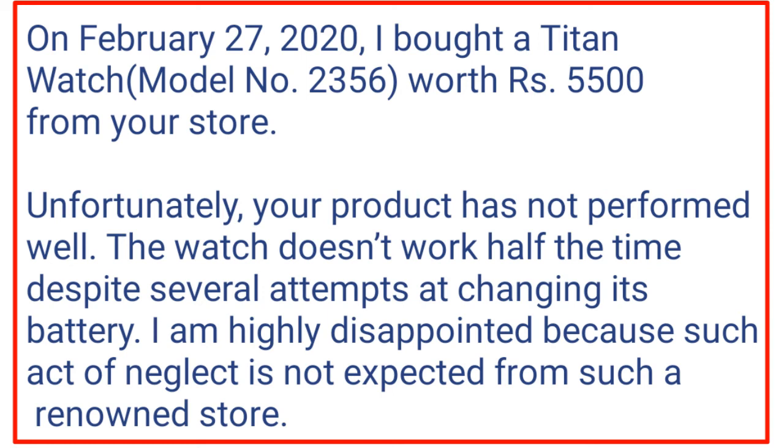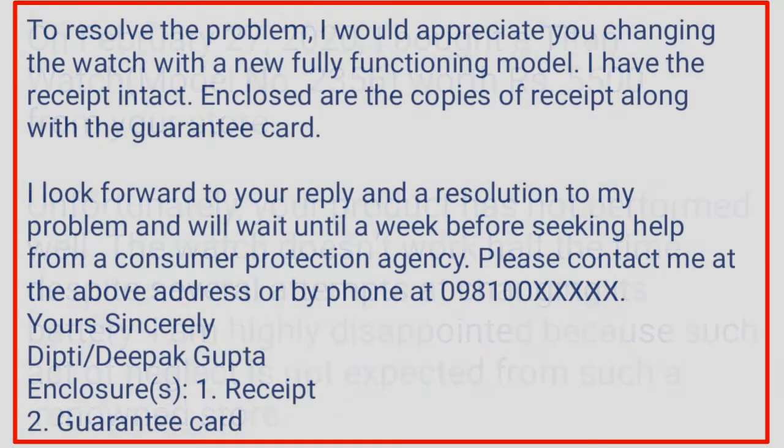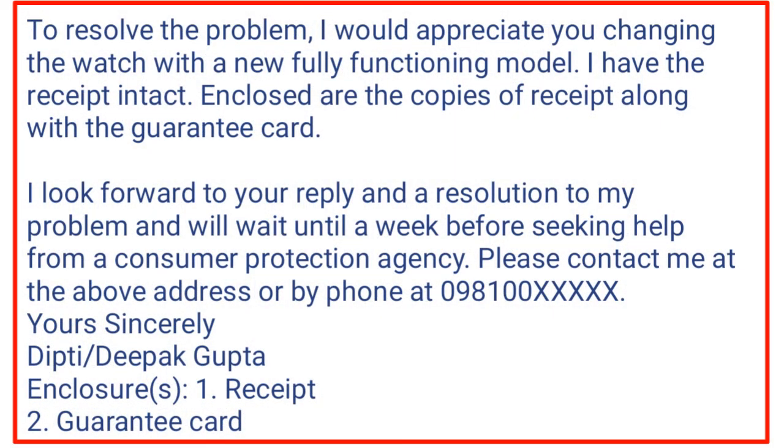So we are explaining the problem here. The next, to resolve the problem, I would appreciate you changing the watch with a new fully functioning model. I have the receipt intact. Enclosed are the copies of the receipt along with the guarantee card.